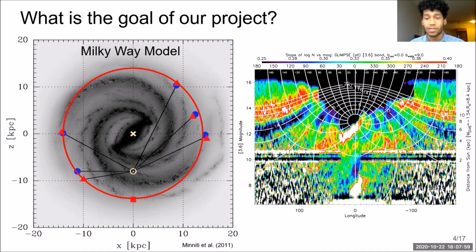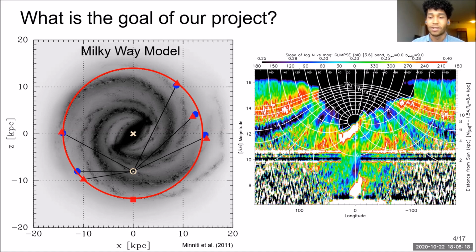The type of star that was used to obtain the data in this figure is called a red clump giant, which we'll talk about more when we're discussing the work from this project. On the right-hand side, we have work carried out by my mentor, Dr. Bob Benjamin, that uses 3.6 micron infrared data from GLIMPSE to probe star counts in the Milky Way.